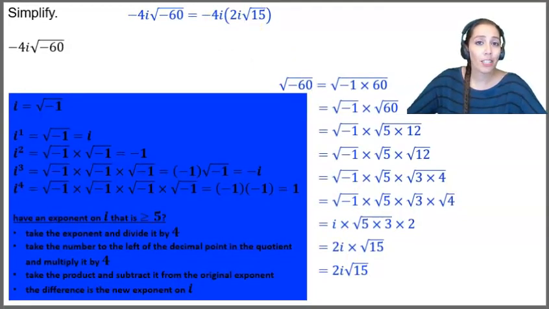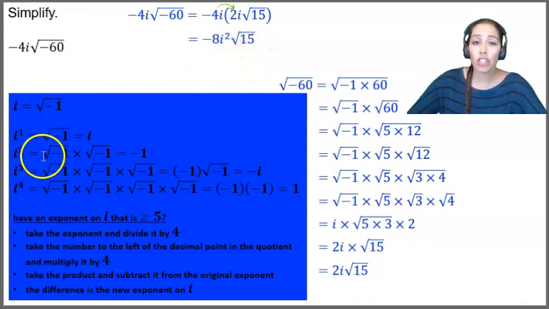And then from here, I'm just going to do my distribution property. I have negative 4i times 2i. Well, negative 4 times 2 is a negative 8, and i times i is i squared. So we have negative 8i squared square root of 15.